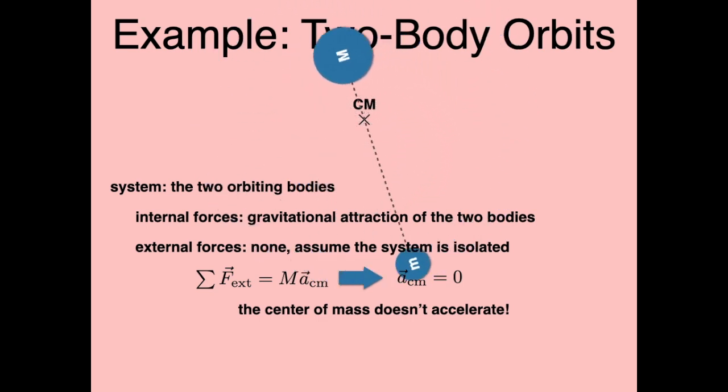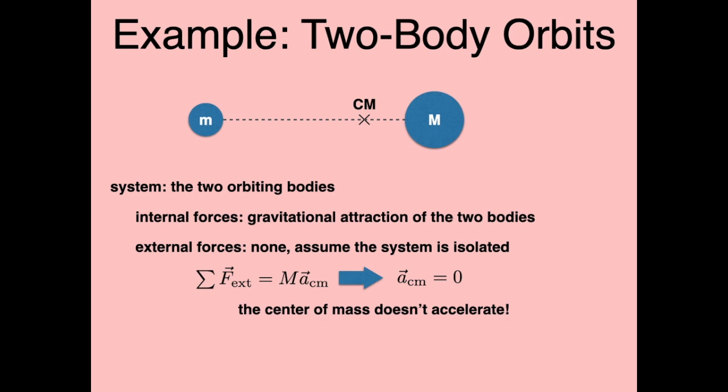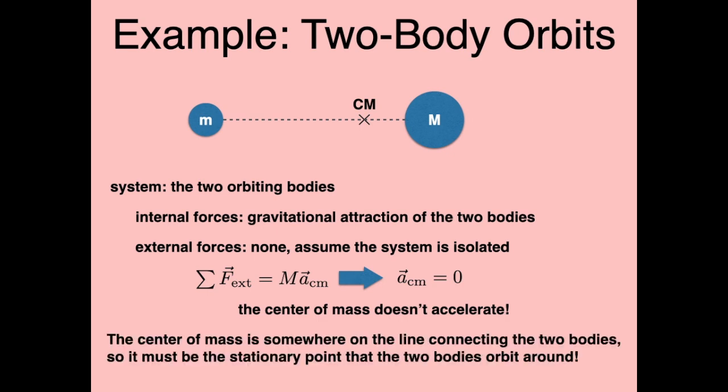Well, it means that as these two bodies orbit, they actually have to be orbiting around the center of mass, and here's why. We know the center of mass, if we kind of draw a line that connects the two bodies, it has to be somewhere on that line. But we also know it's not accelerating. In other words, it's not moving in a circle, right? So the only way for that to be true is if the center of mass is the point that these two objects both rotate around. So it's not even moving at all. It's just staying there stationary. It's not moving in a circle. The center of mass is that point that the two bodies orbit around. Okay? So that's just, again, another example of how to use this result.